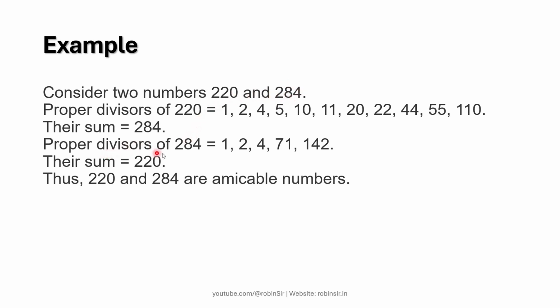If you find the proper divisors of 284, this is what you get. You leave out the number itself. That's why, again, proper factors. And when you find the sum of these factors, you get 220, which is equal to the first number. And thus we can say 220 and 284 are amicable numbers.